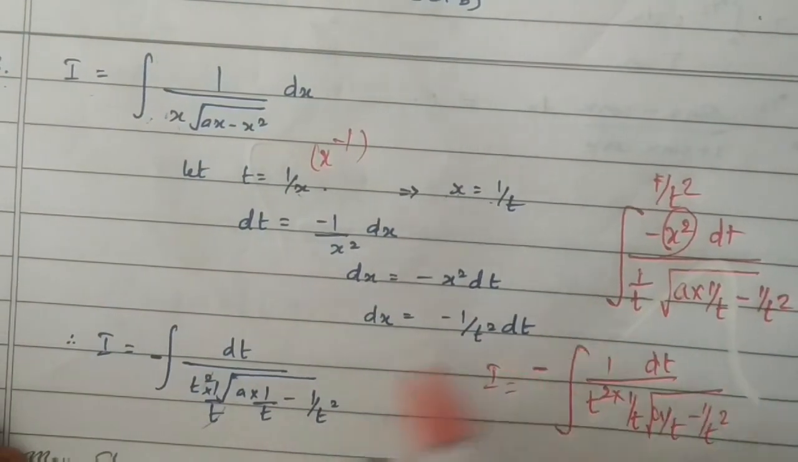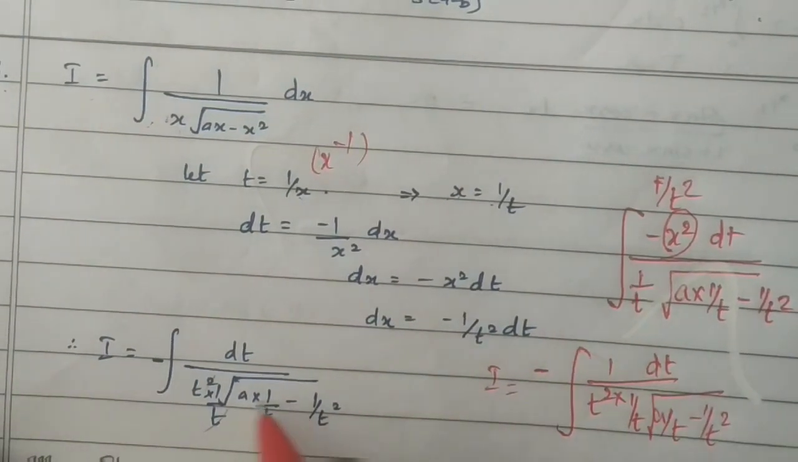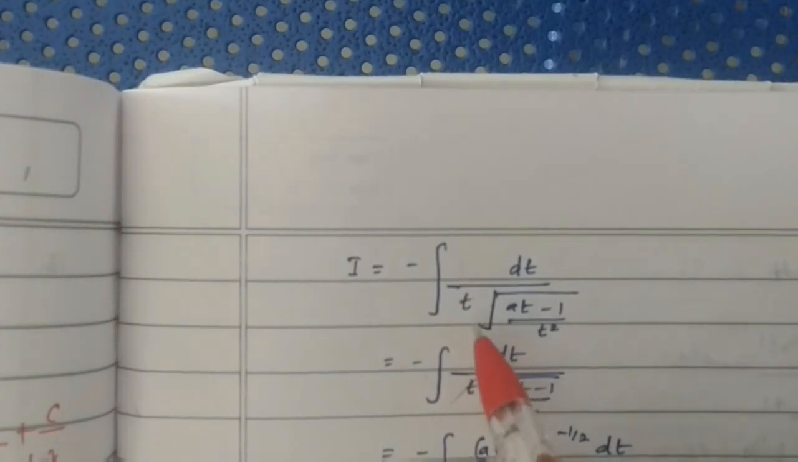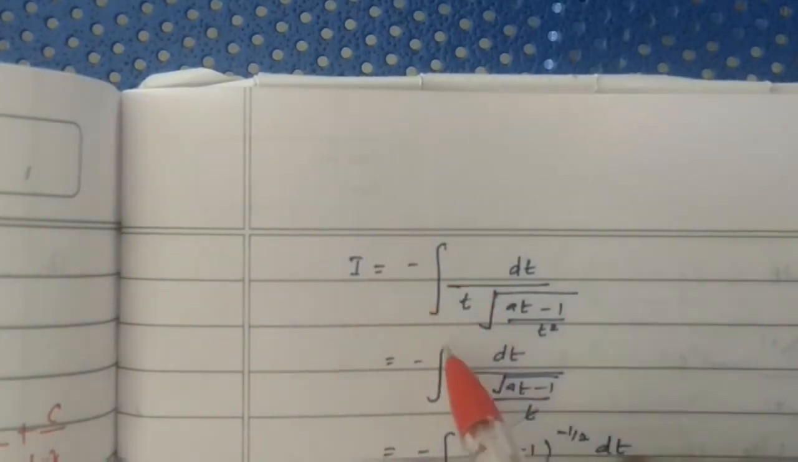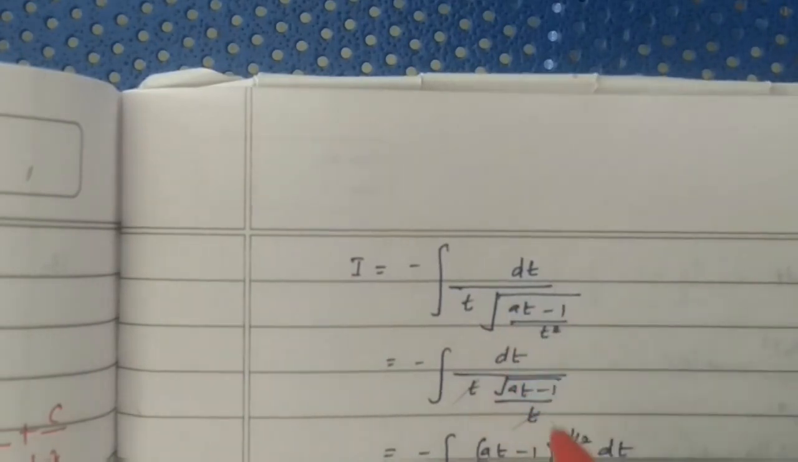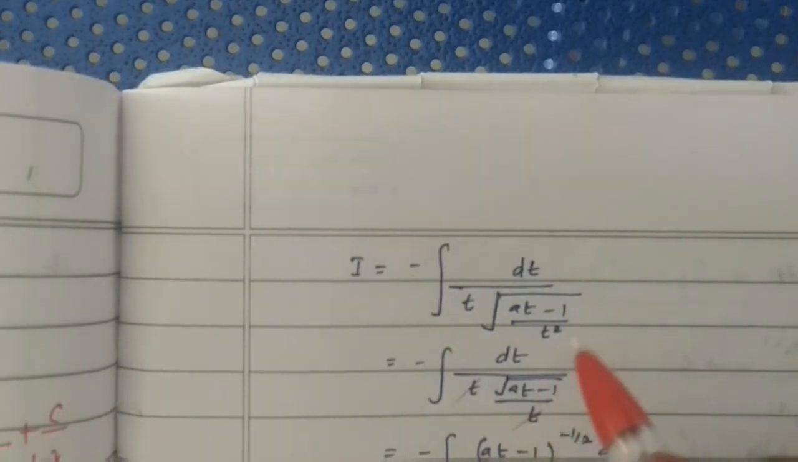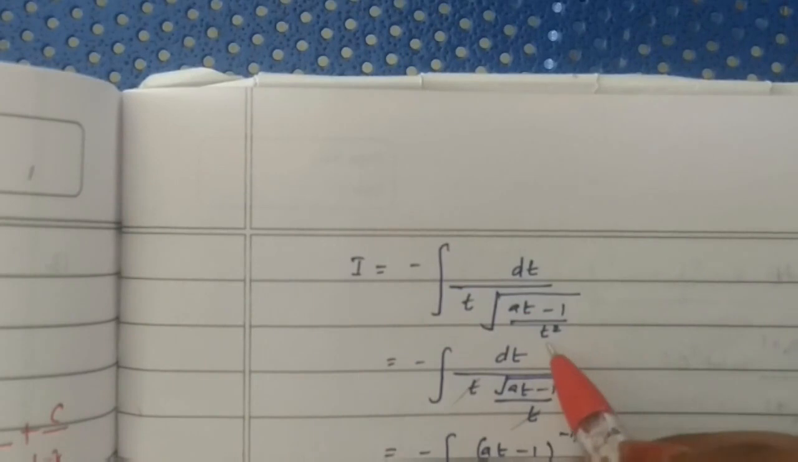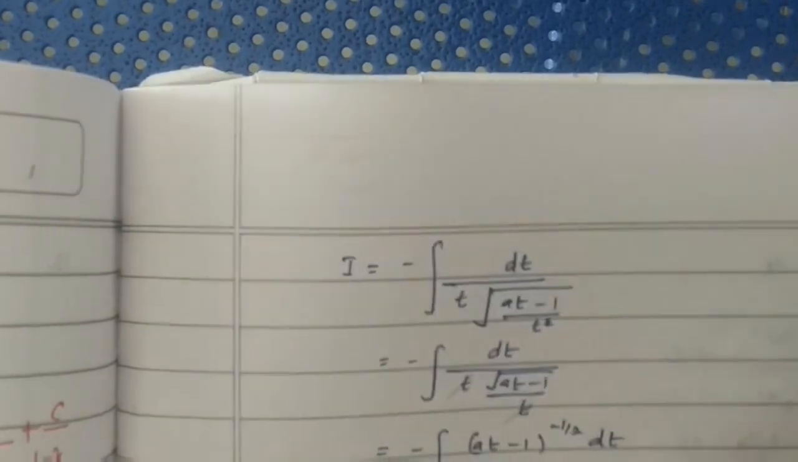After that simplify. Here this t squared and 1 by t will get cancelled. You will be getting t. After that take LCM. After that when you simplify and take LCM you will get minus integral over dt divided by t into root of at minus 1 divided by t squared. Separate the root for both numerator and denominator. So therefore you will get root of at minus 1 divided by root of t squared. Root of t squared is nothing but t. Therefore this t and t will get cancelled.